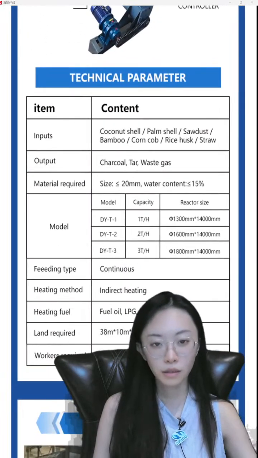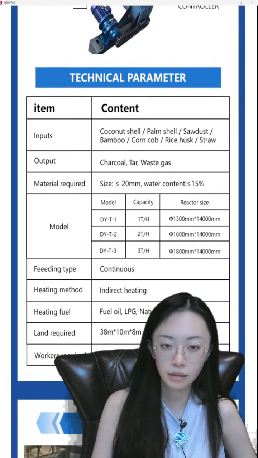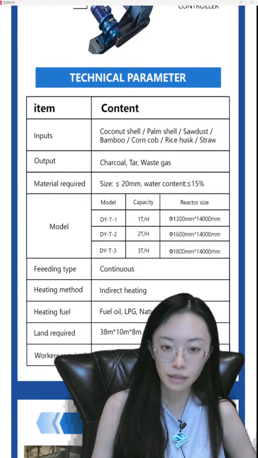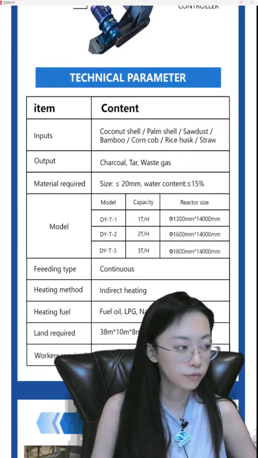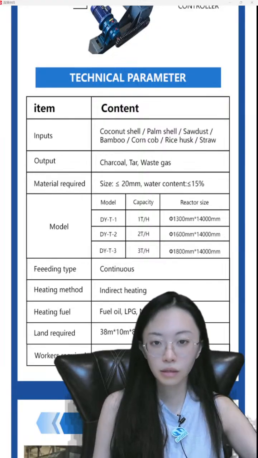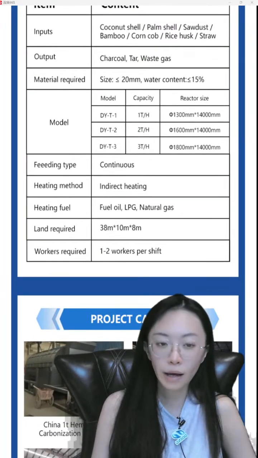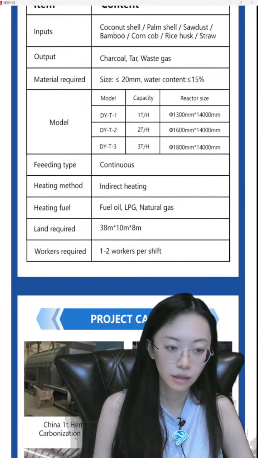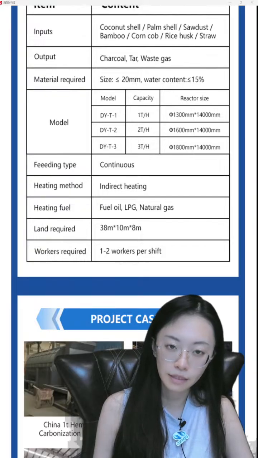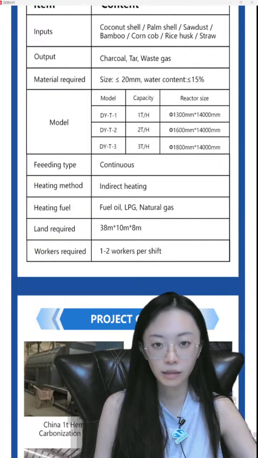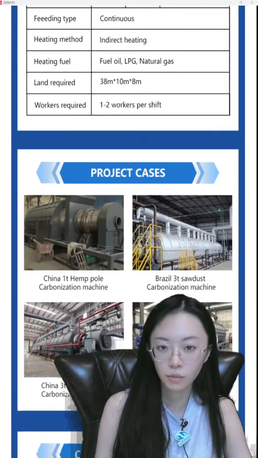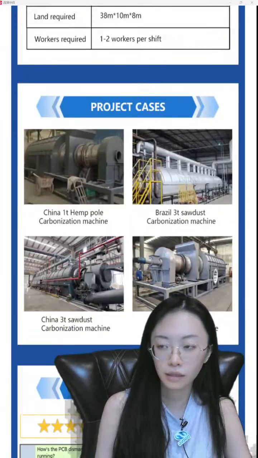And the parameters of the equipment. We have 1 ton, 2 ton, 3 ton per hour equipment, for different capacity. Also, we have smaller ones for 1 ton, 2 ton, 5 ton, 7 ton, 10 ton, 15 ton per day. If you need, you can also contact our engineer. We'll give you this kind of catalog.